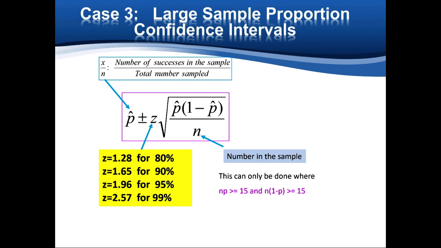Note that this formula can only be done where n times p hat is bigger or equal to 15 and n times 1 minus p hat is bigger or equal to 15.